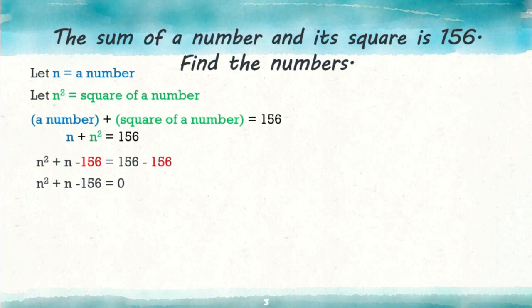We will now factor the polynomial. Factors of negative 156 whose sum is positive 1. So we have positive 13 and negative 12. When we multiply positive 13 and negative 12, it will give us negative 156. But when we add the two factors, it will give us positive 1, which is the middle term of the given polynomial. Then equate each factor to 0.